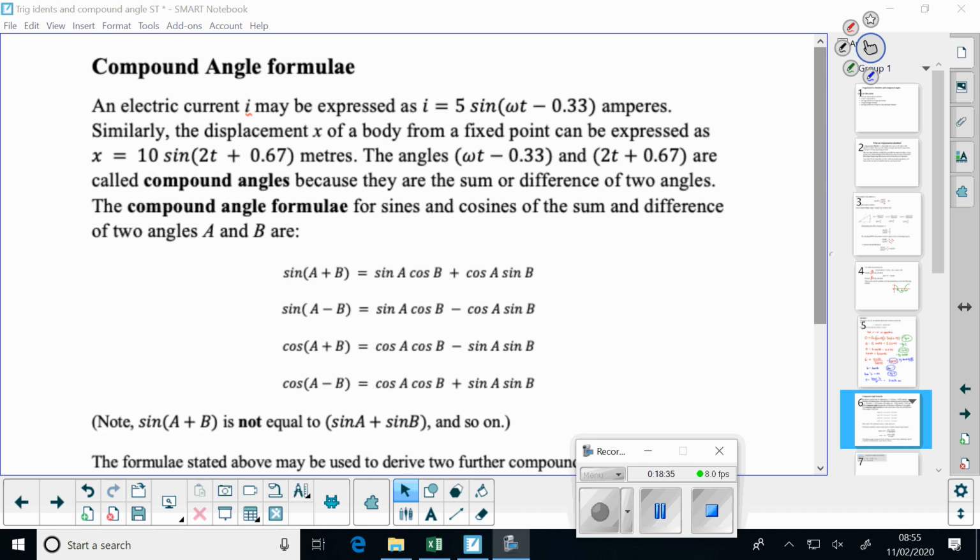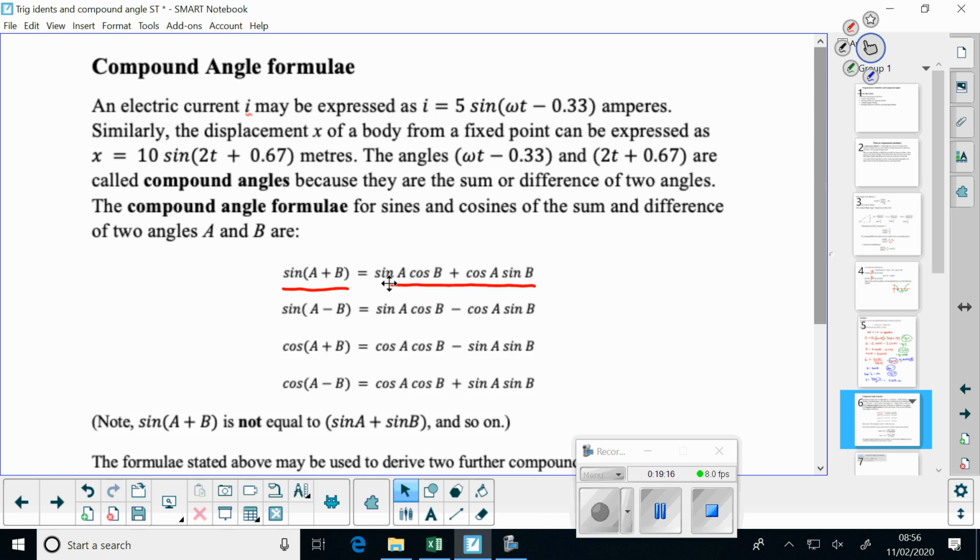Compound angle formulae for sines and cosines of the sum or difference of two angles A and B are: sine A plus B equals sine A cos B plus cos A sine B. Similarly with sine A minus B and cos A plus B and cos A minus B. We've got these four compound angle identities, and they allow us to convert between these forms. We can go one way or the other, depending on what we're trying to do with the problem.